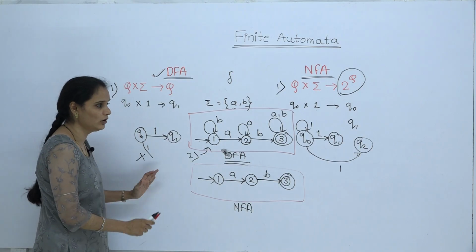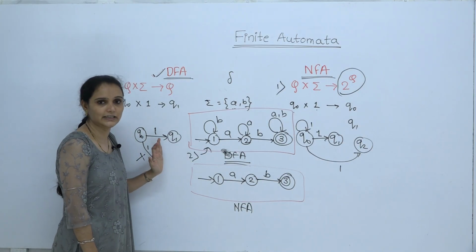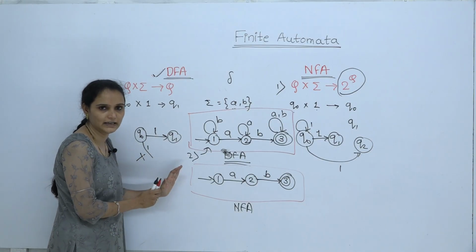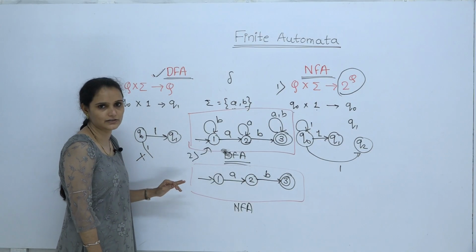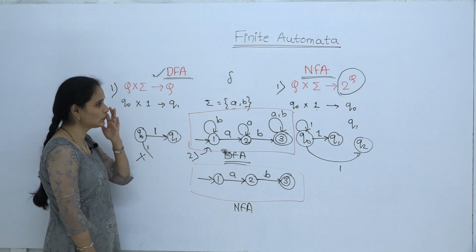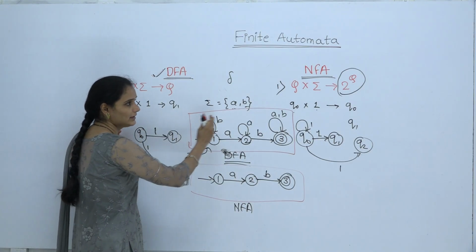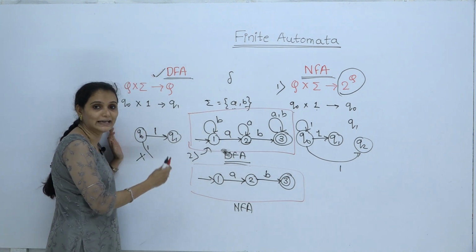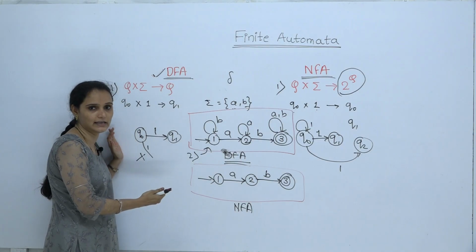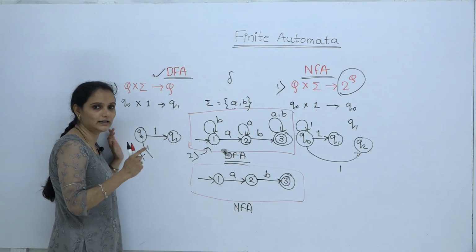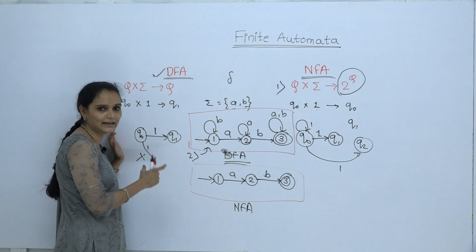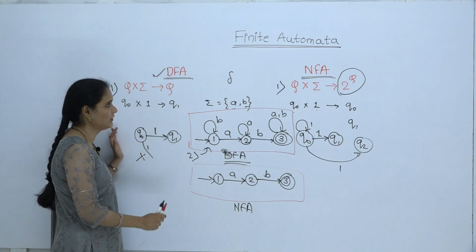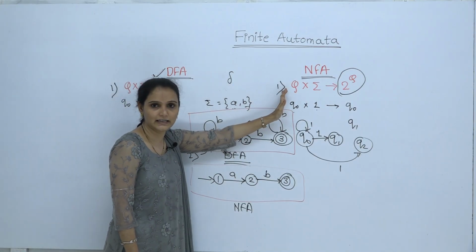In the next video, we will actually start with the construction of DFA. First I will take the construction of DFA and then we'll move towards the construction of NFA. So students, here we have seen the difference between DFA and NFA. What do you think, which finite automata is easier to design? I want your answer to that question, which is simpler to design, DFA or NFA?